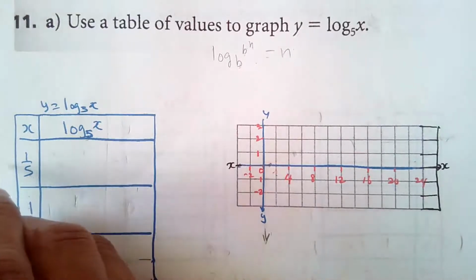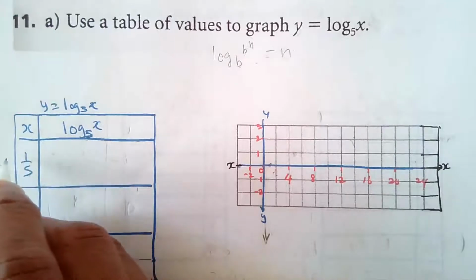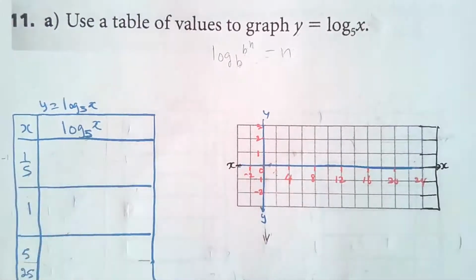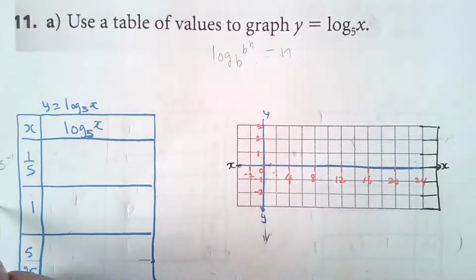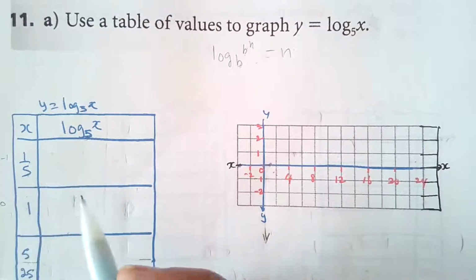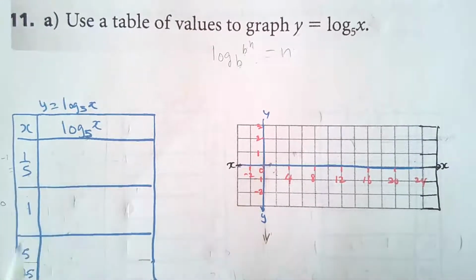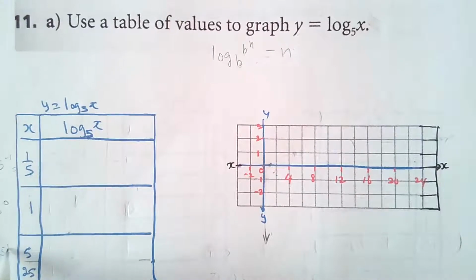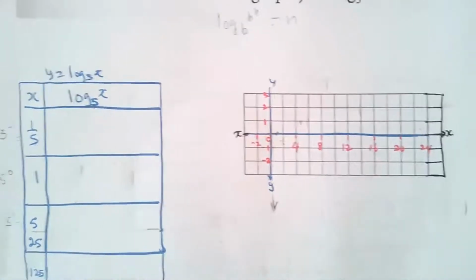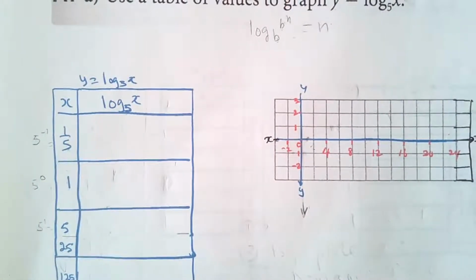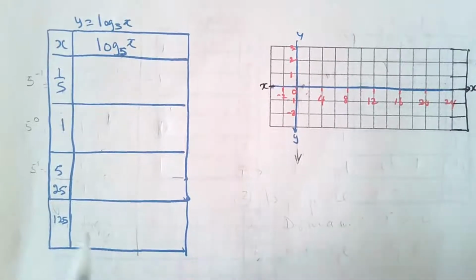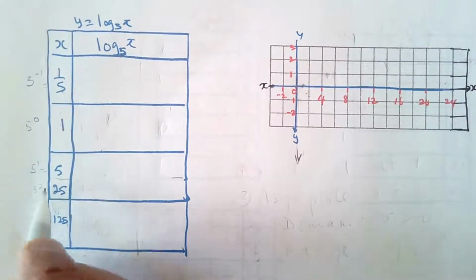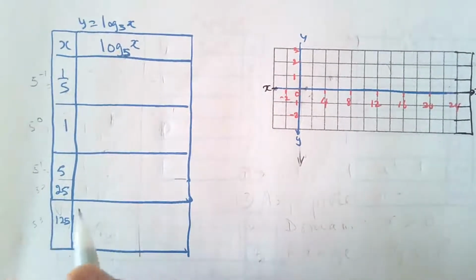So 1/5 could be written as 5 to the negative 1. Now 1 could be written as 5 to the power of 0. Then 5 to the power of 1. Oops, probably can't see that, put it here. This could be 5 to the power of 2, 5 to the power of 3.